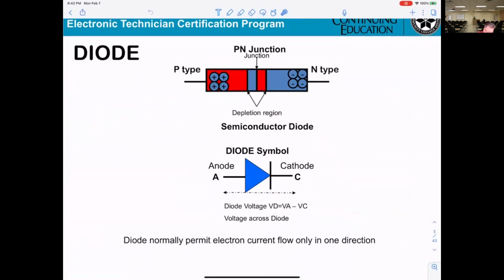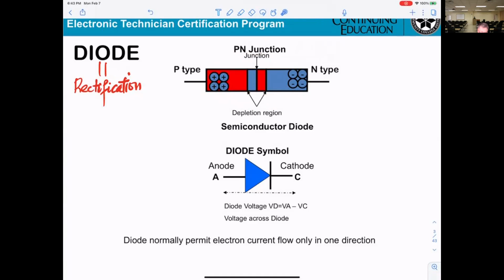The diode, they call a rectification. Okay, now what does rectification mean? AC to DC? Rectification means converting AC to DC. Okay. And this is the physical structure for the diode. The diode can use silicon material or germanium. Okay? But they work the same, with different voltage.